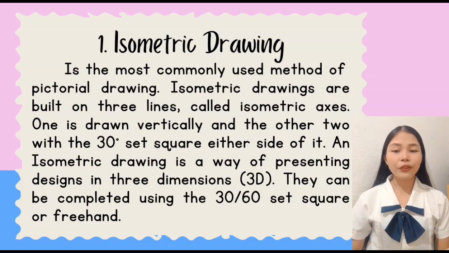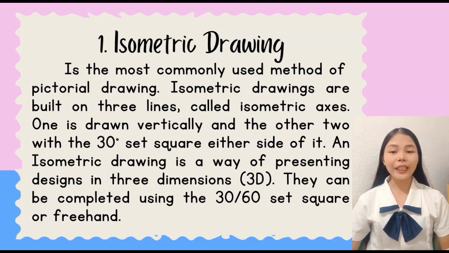An isometric drawing is a way of presenting designs in 3 dimensions or 3D. They can be completed using the 30-60 set square or freehand. Isometric drawing is a very common way of showing objects in 3D form. Instead of drawing something flat like in 2D, isometric drawing helps us see the height, width, and depth of an object all at the same time.